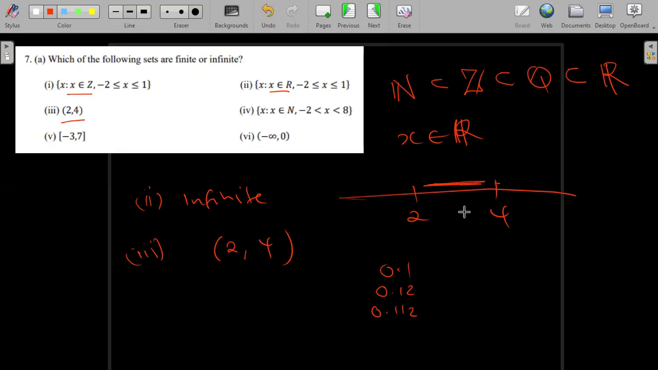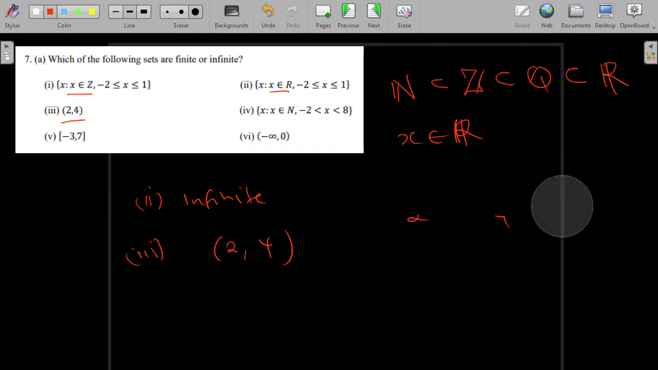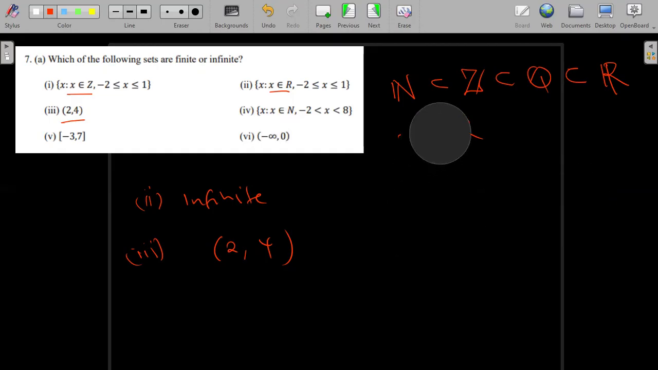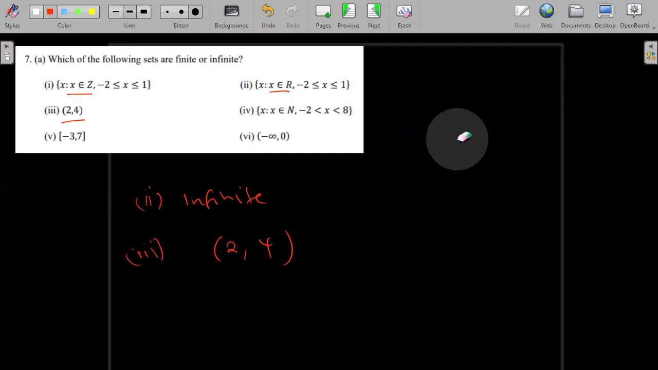And that means there are going to be infinitely many numbers there. So this here is also going to be an infinite set. So we conclude that this set is also an infinite set. Okay, so that is it for question 3. This is infinite as well.